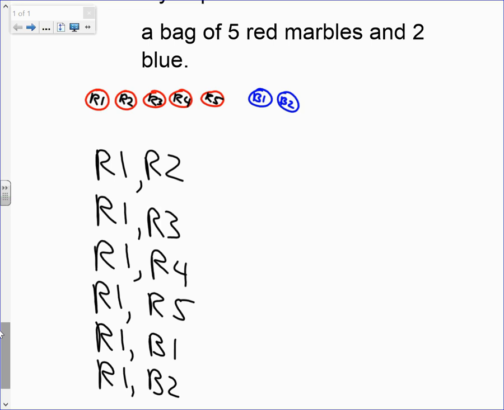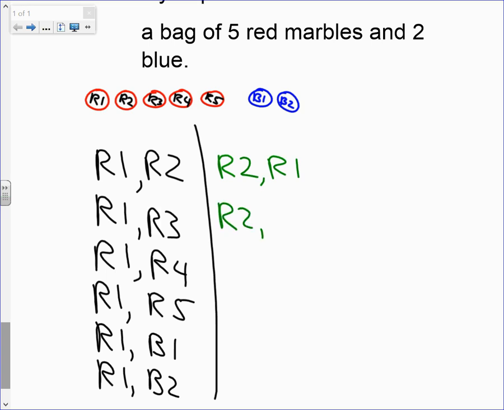Wait, R1, you thought R1. You could get R1 and then R1. No, you're not putting them back in. Just grab two. Good point though. You're not putting the marbles back. What's another possibility now? There is R2. So you could get the second red marble, and then get the first red marble. R2 and R3.